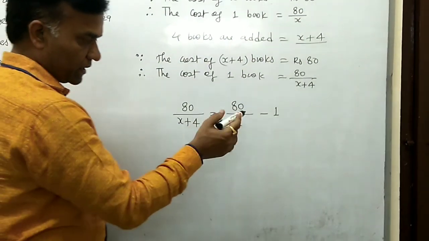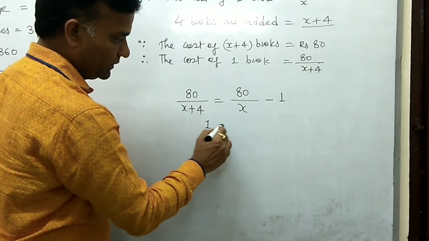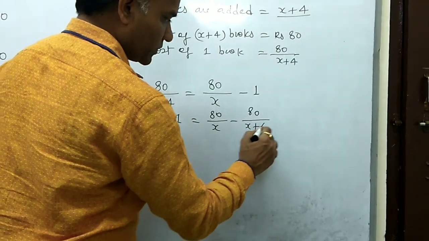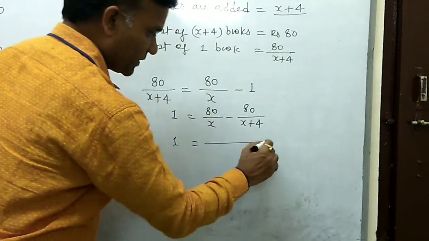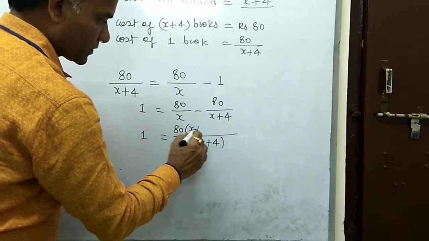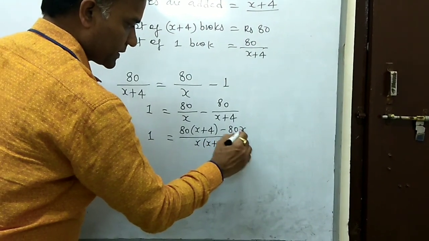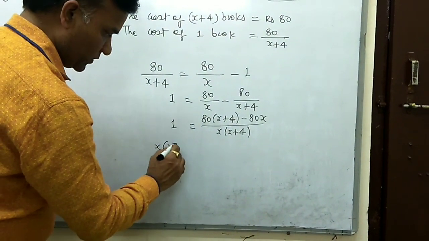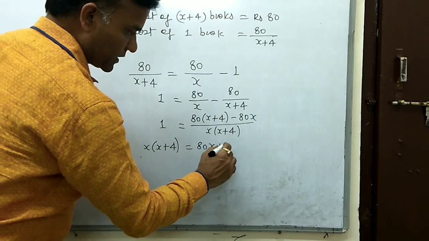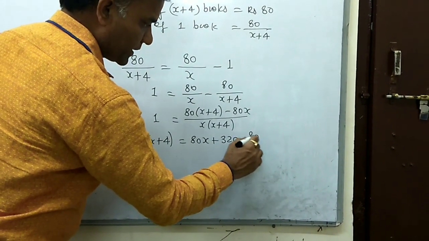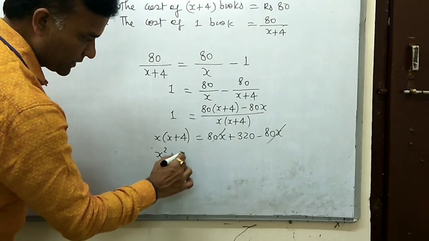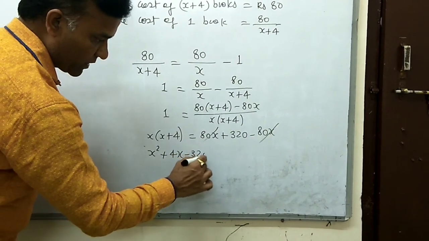Okay, so now here we simplify this equation. Minus 1 goes to the other side, so 1 equals 80 upon x minus 80 upon x plus 4. Taking the LCM, the LCM is x into x plus 4. So 80 into x plus 4 minus 80x, cross multiplying, equals x into x plus 4. We have here 80x, and 8 fours are 32, so 320 minus 80x; this value is cancelled out. Open this bracket: x square plus 4x, and now minus 320 equal to 0.